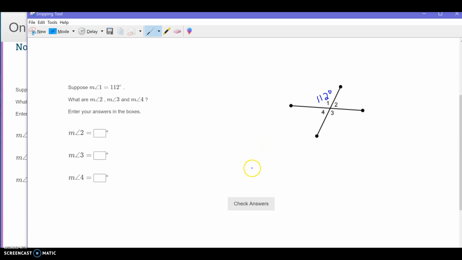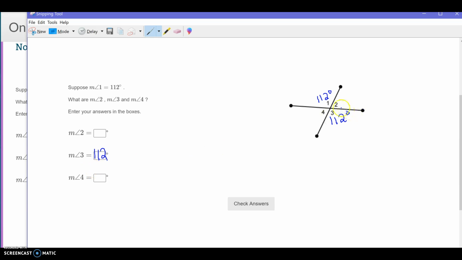Can we find the rest of these measures? Well, we know that 1 and 3 are vertical angles, and vertical angles are congruent. So that means that their measures are equal, and angle 3 is also 112 degrees.